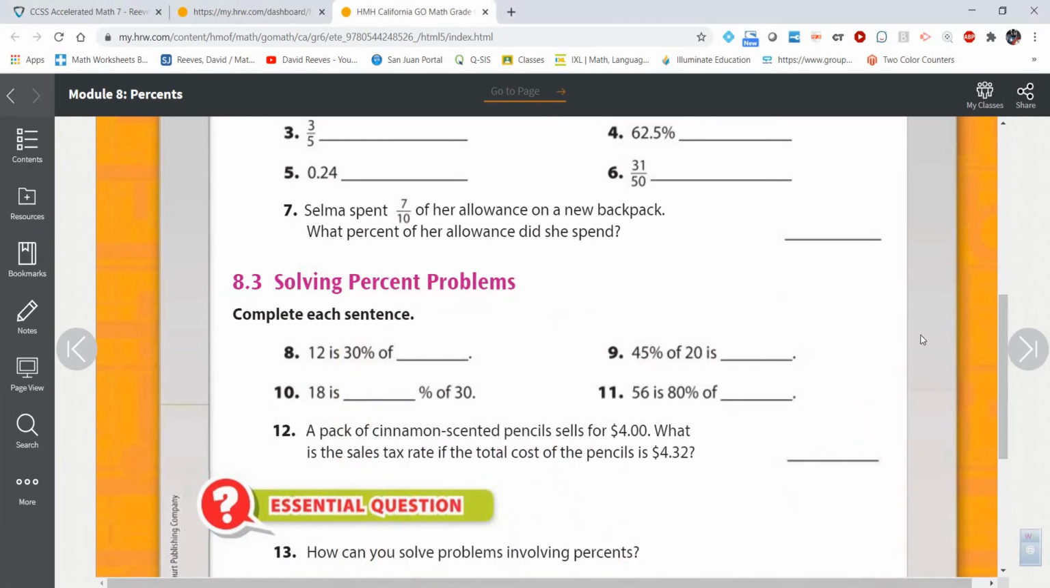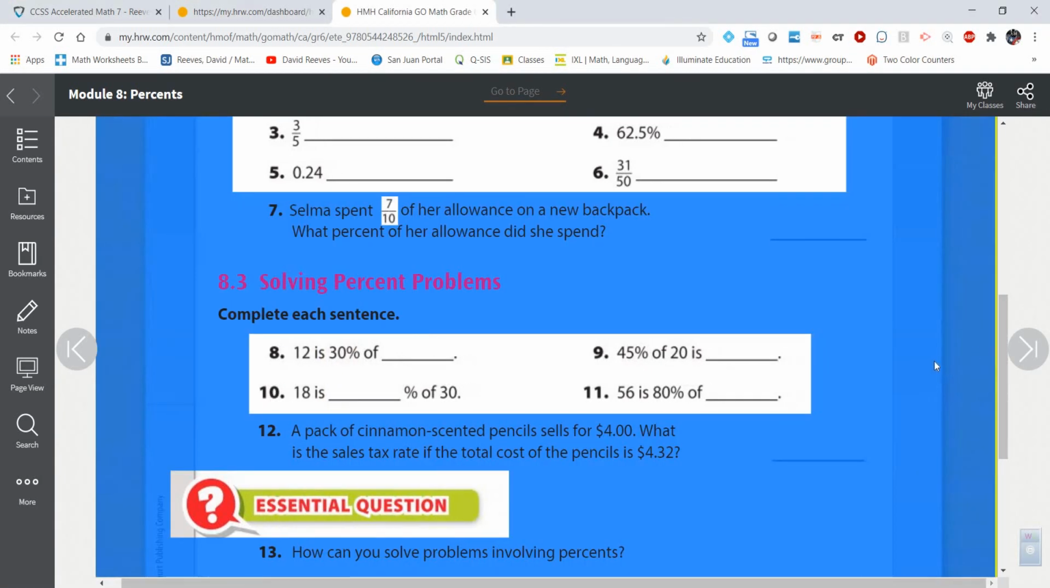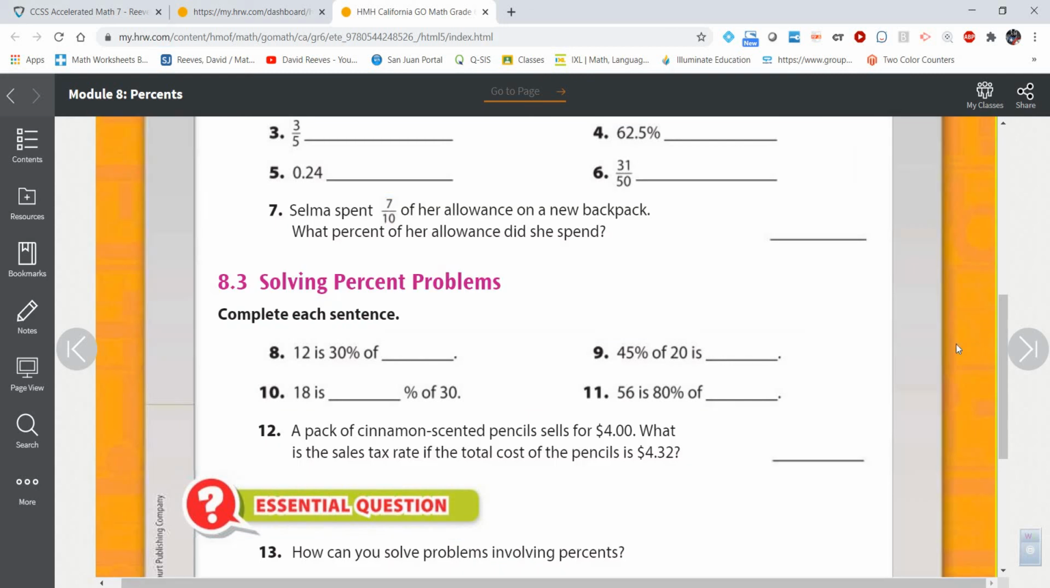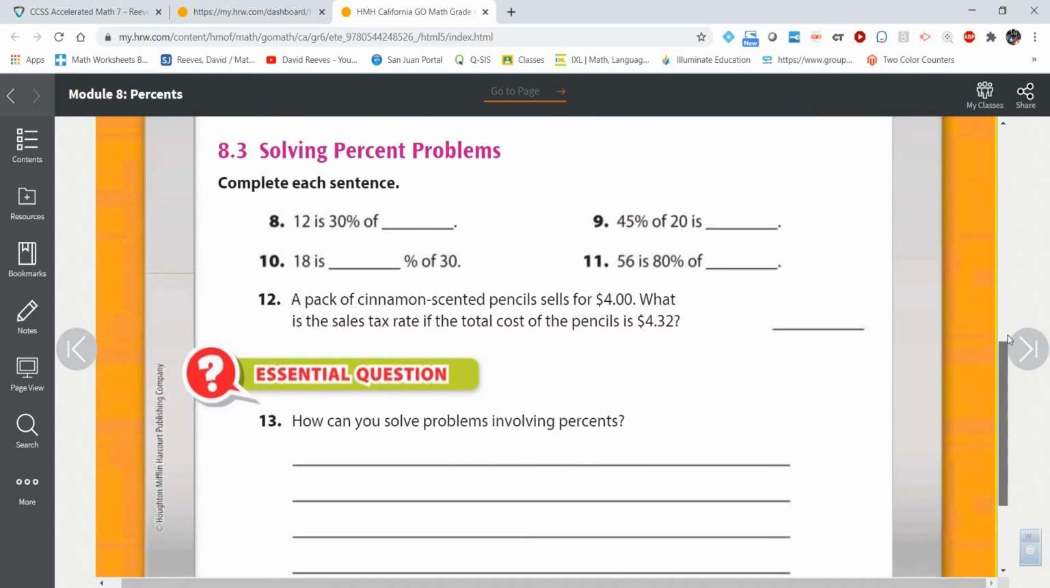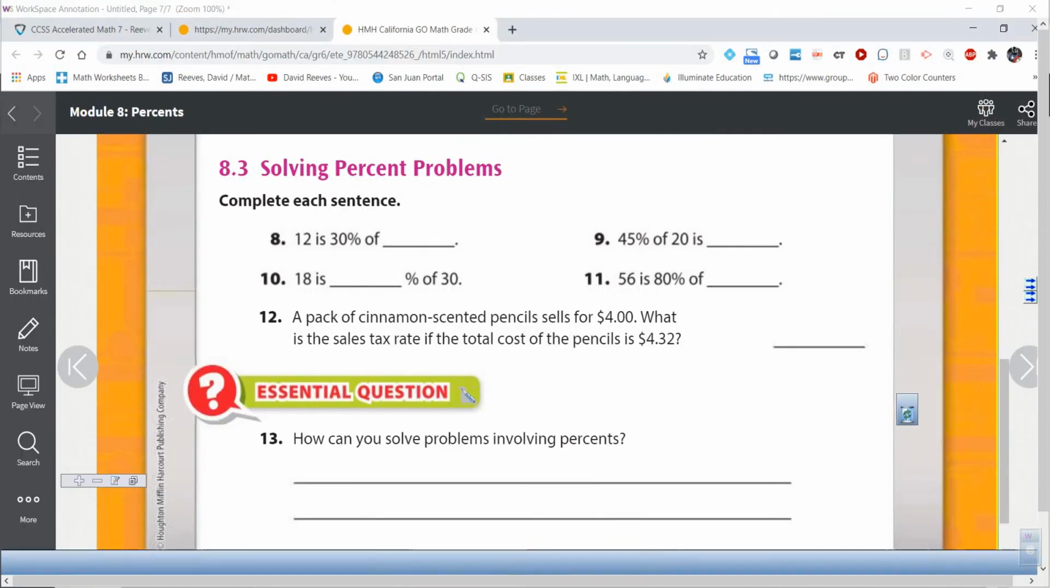All right. Okay, I hope that helps you with those problems from 8.3. There's actually one more problem. Come on, go away. One more problem in 8.3. Let's do this one. A pack of cinnamon-scented pencils, yum, sells for $4. What is the sales tax rate if the total cost of the pencils is $4.32?